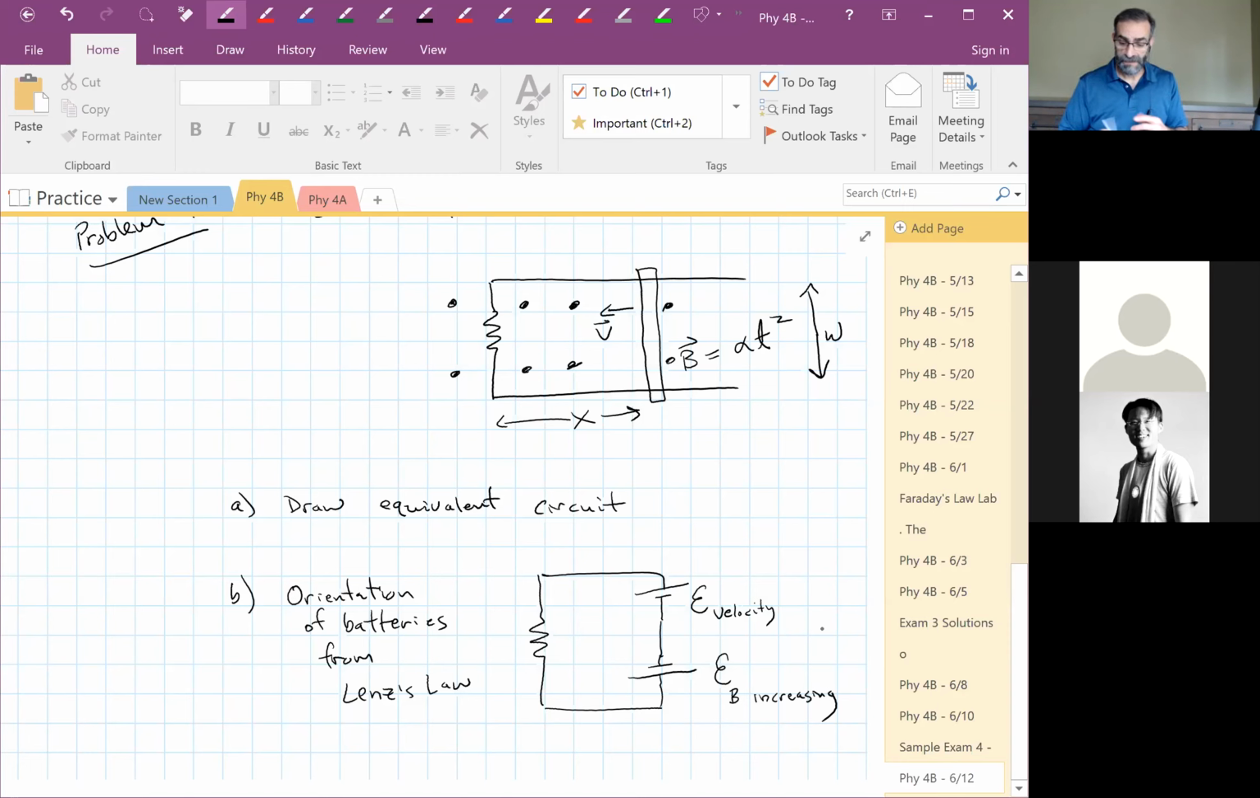So in the end, of course, we'll draw this circuit with one battery, but we need to figure out what that voltage is going to be. All right, so let's find out what voltage and what orientation it would be.